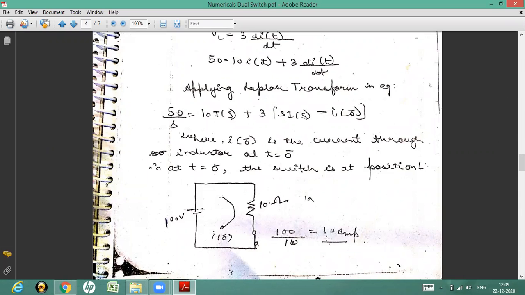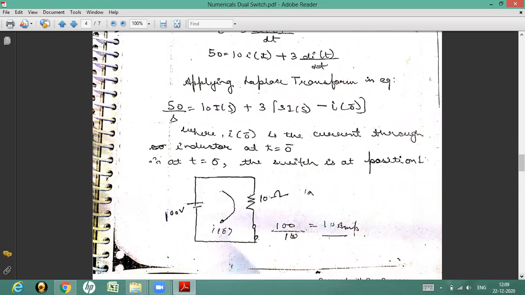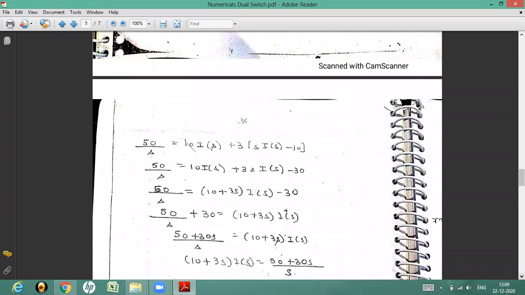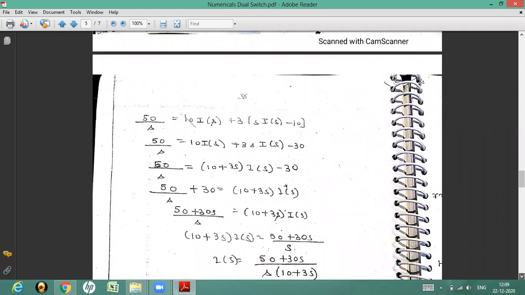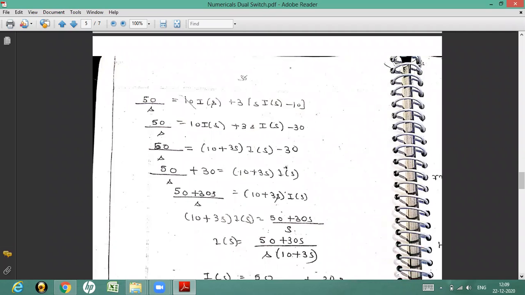Now I can substitute this 10 ampere in this equation. When I substitute this value, your equation will look like this: 50 by s is equal to 10 I of s plus 3 s I of s minus I0 negative, and I0 negative is equal to 10. I can simplify these equations by simple mathematics. So finally, your I of s becomes 50 plus 30 s upon s into 10 plus 3s.